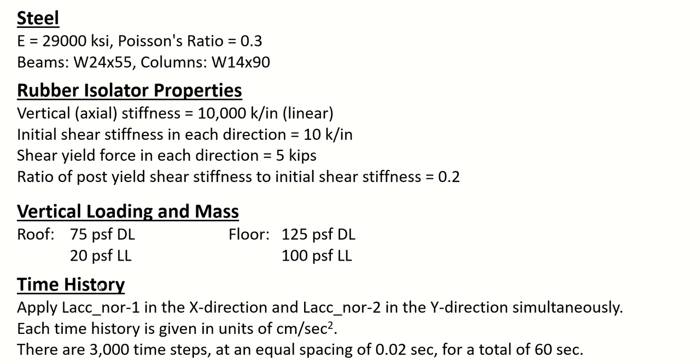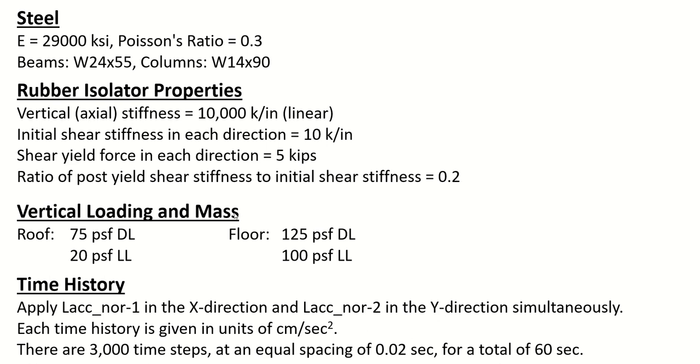And the time history, apply this already available time history data in the SAP database in the x direction and this one in the y direction simultaneously. Each time history is given in units of centimeter per square second. There are 3000 time steps at an equal spacing of 0.02 second for a total of 60 seconds.